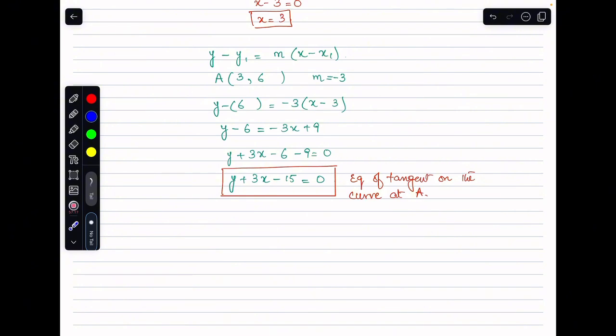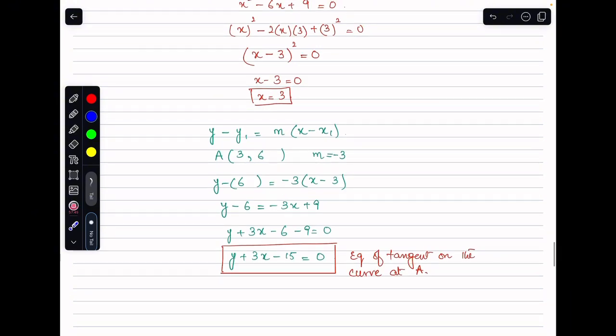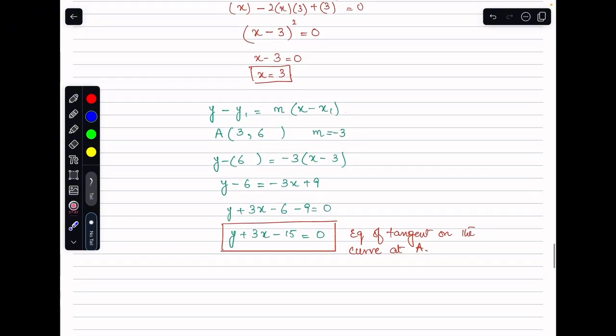And doing that, I shall be getting here y minus 6 equals negative 3x plus 9. And then further, I can say it's going to be y plus 3x minus 6 minus 9. So y plus 3x minus 15 equals 0 is going to be the equation of the tangent on the curve at A. So this is the first part of the question. Let's go for the second part.